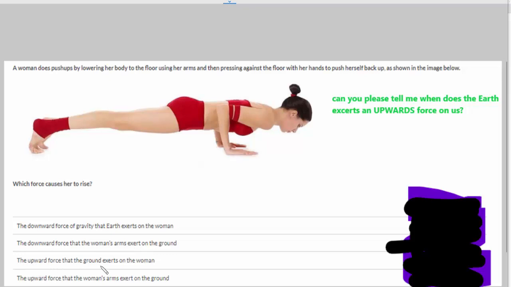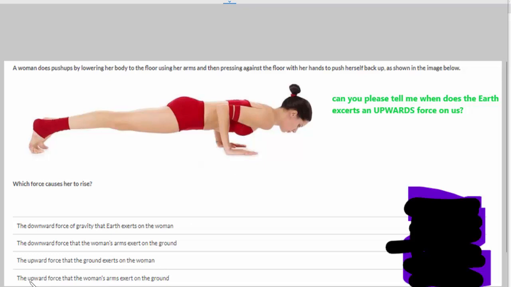The upward force that the ground exerts on the woman. This would have been expressed better if it said the upward force that the floor exerts on the hands of the woman. That would be more precise in terms of the wording, but the floor and the ground mean the same thing, and when we are pushing on her hands, we are pushing on her overall. So this force is a reaction to the force that the woman is exerting against the floor. And it is upwards, so it's going to affect the motion of the woman upwards.